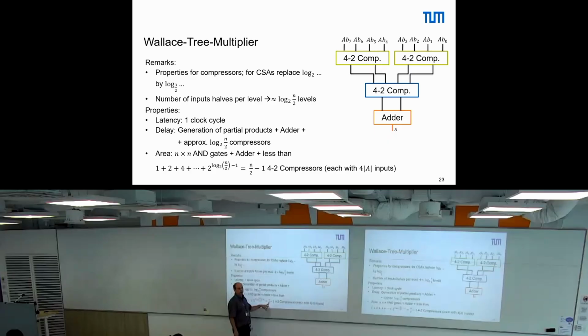So we are linear in the number of input bits for the hardware we need, and we are logarithmic in the runtime increase if we increase by 1 bit. Which is pretty good. So this is something which is also used in CPUs. Okay.